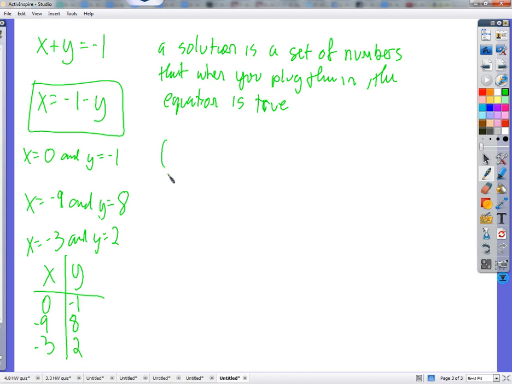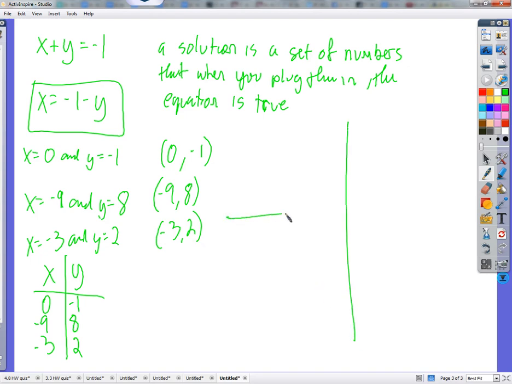Still a different way would be to write them in parentheses with a comma like that. And we can graph them, and we will graph them. We'll talk about that. Negative 9 comma 8, negative 3 comma 2, or we could graph these solutions.